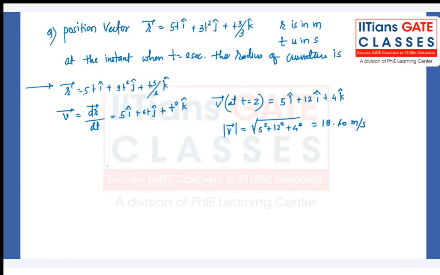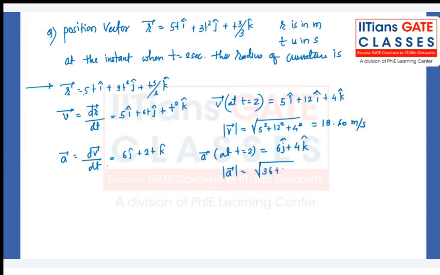Okay, and similarly, the acceleration. 15.85 is not the correct one. A bar is again the differentiation of v bar with respect to time, that is 6j plus 2t k, and again a bar at t equal to 2 will be equal to 6j plus 4k, and mod of a bar is equal to under root of 36 plus 16, under root of 52. And that is 7.21 meters per second. Okay.